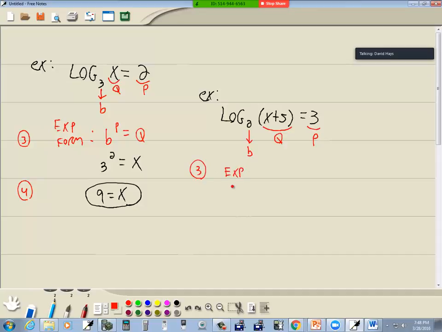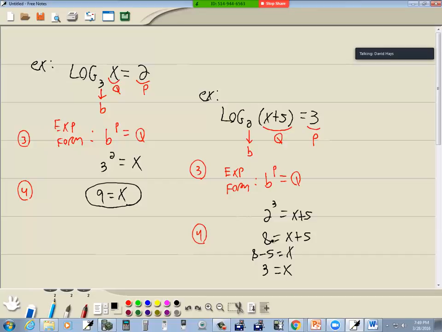So our exponential form is b to the p is equal to q. Well, b we said was 2, p is 3, equals q, which is x plus 5. And then step 4 is to solve for x. Well, 2 to the third is 8. Bring the 5 over, and we end up with x is equal to 3.